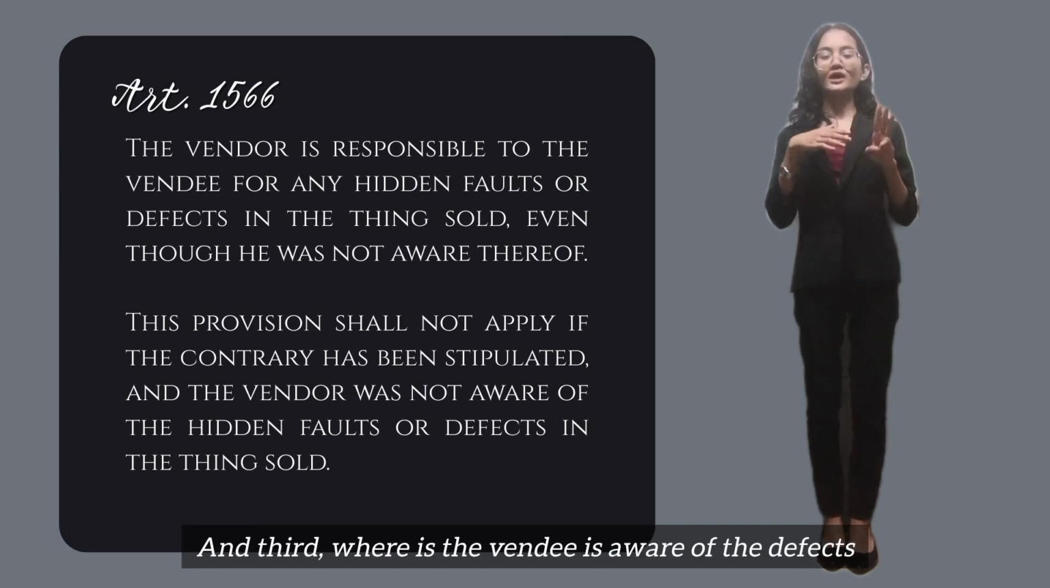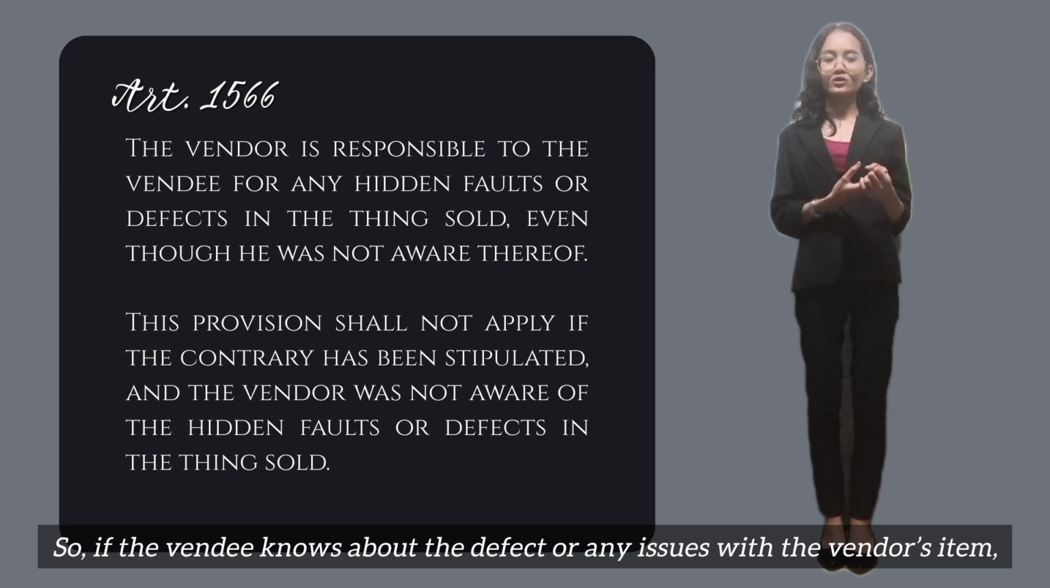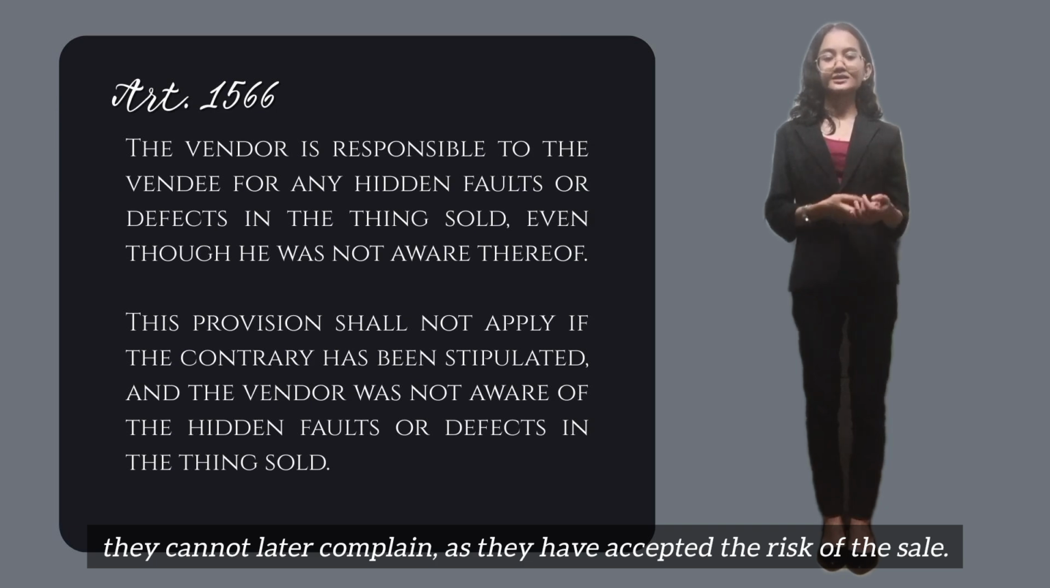And third is where the vendee is aware of the defect. If the vendee knows about the defect or any issues with the vendor's title, they cannot later complain as they have accepted the risk of the sale.